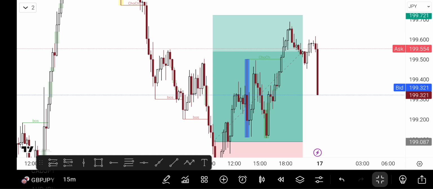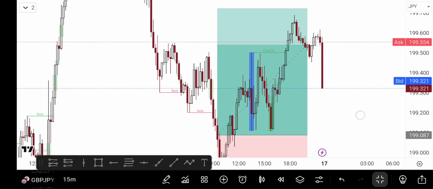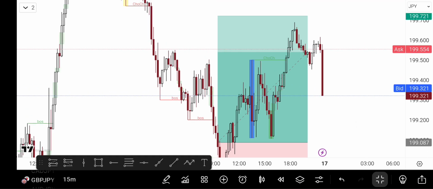And even if it goes on to hit my TP, no problem. I made a profit of $119. It's okay for me. I'm okay with it. You see it? So that's how you trade the market. You don't just ignore things that you know.